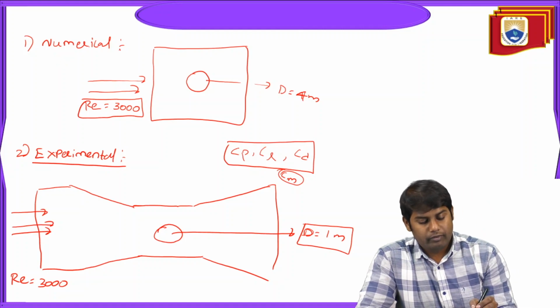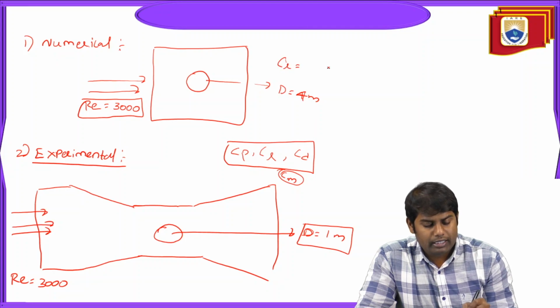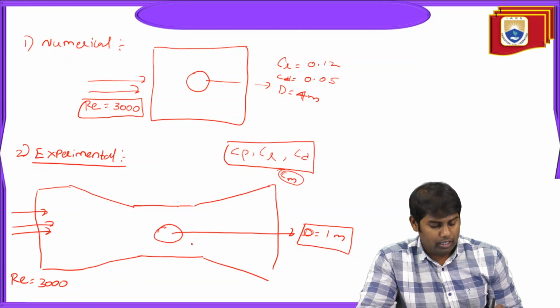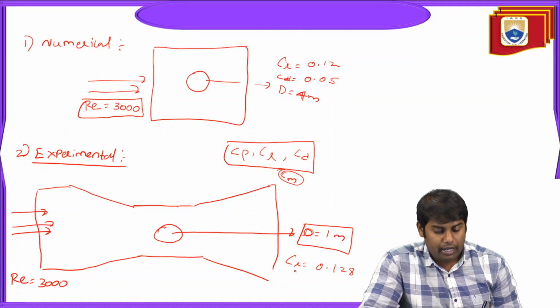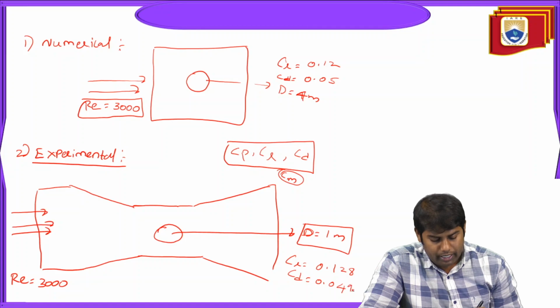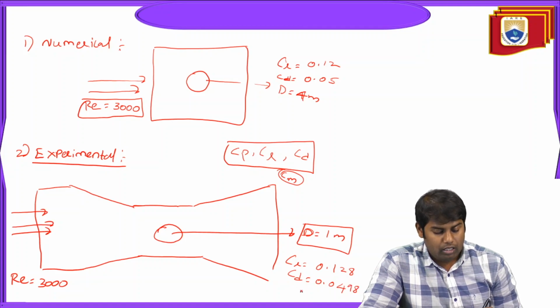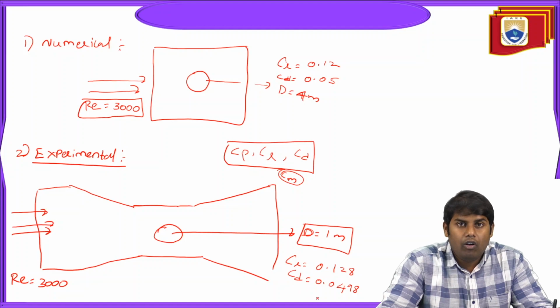Let's say you will get the CL value as 0.12 and the CD value as 0.05 for the numerical. And the experimental CL will be, let's say, 0.128, and the CD value 0.0498 or something like that. So here it will not match exactly.